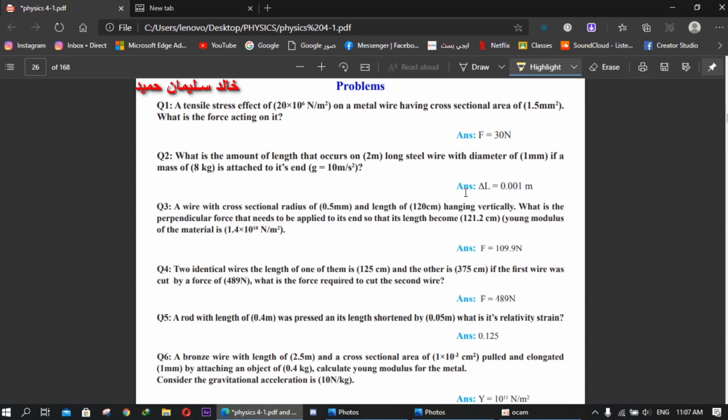We are going to solve the problems associated with Young's modulus. We have here problem number 2. What is the amount of elongation that occurs in a 2 meter long steel wire with a diameter of 1 millimeter if a mass of 8 kilogram is attached to its end? g is 10 meter per second squared.